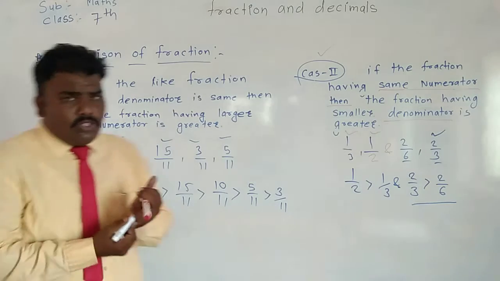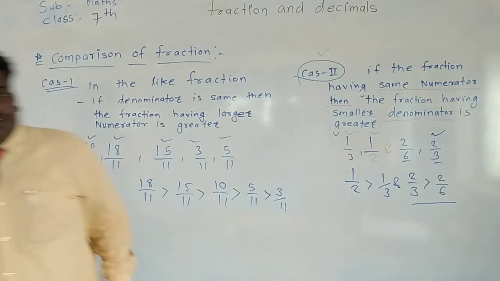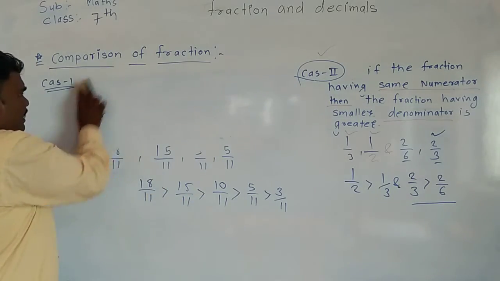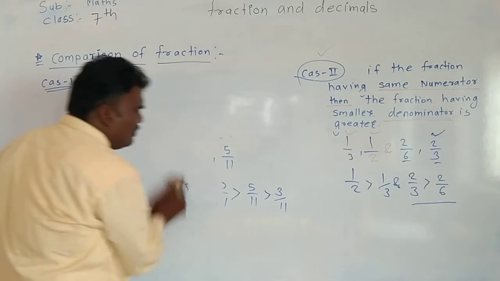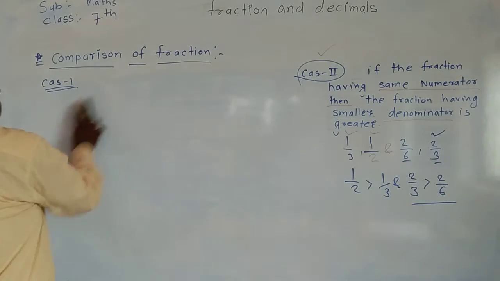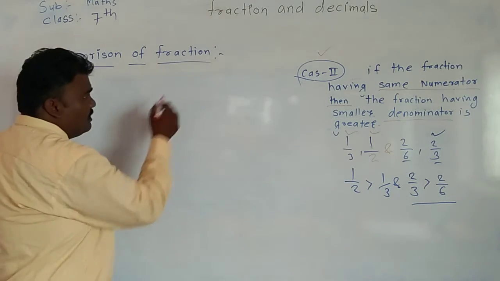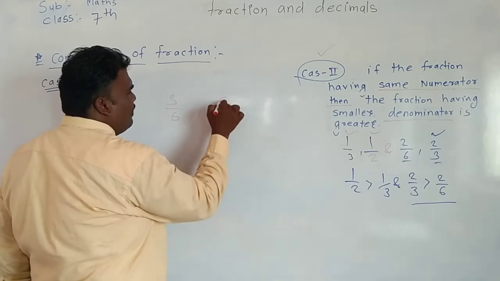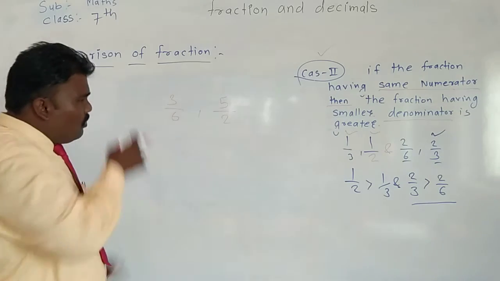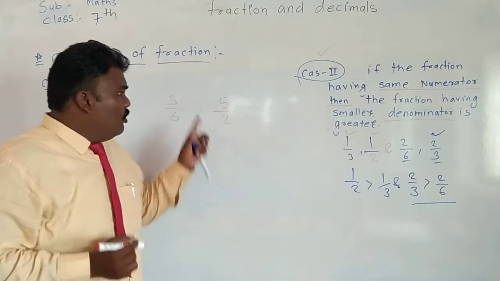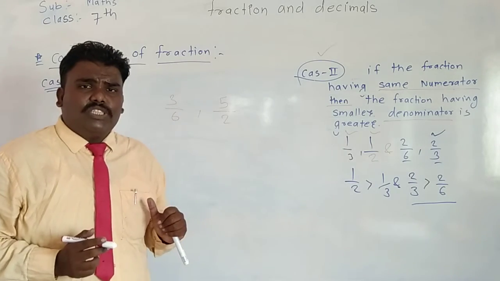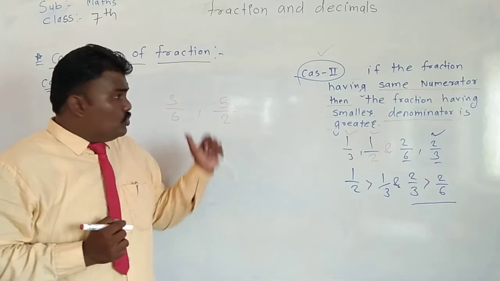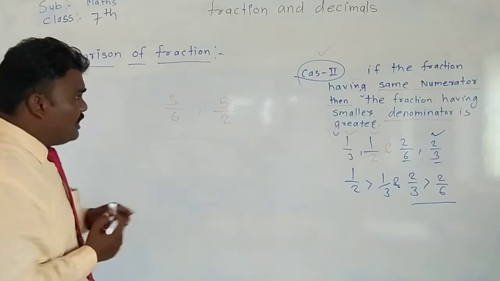Dear friends, suppose we have some other example. For example, if I take some other options, I will write here. Let's look here: 3 by 6 and 5 by 2. Things are different. The numerator is not the same and the denominator is not the same. So what to do, and how do we compare these? This is a very important question, so let's talk about it.